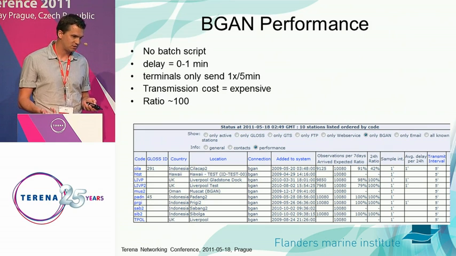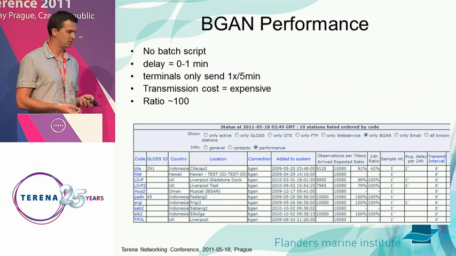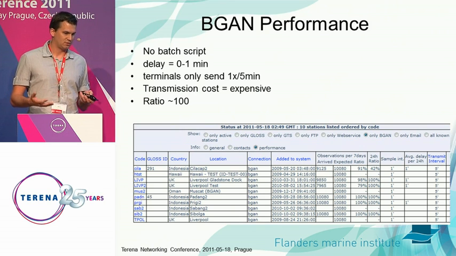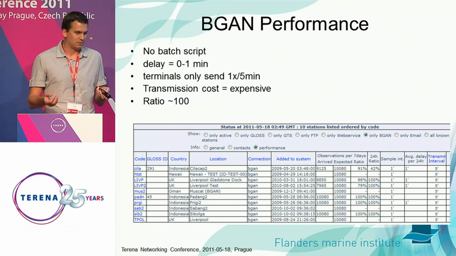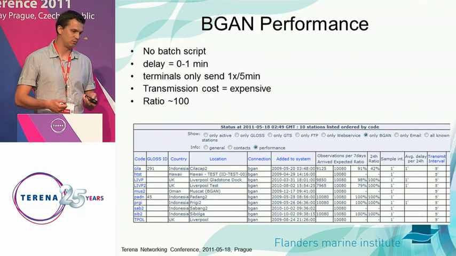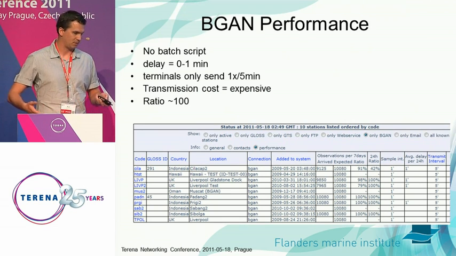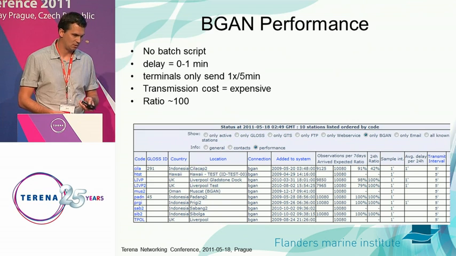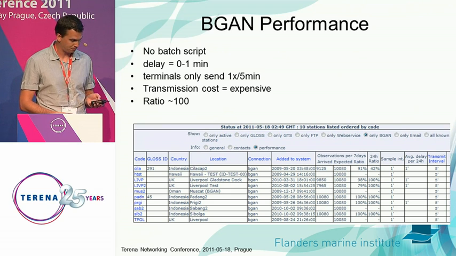A disadvantage is the terminal only sends one time per 5 minutes. If you could change this to one time per minute or something, it would be even better. But the problem is those transmissions, again, cost money. So people prefer to do only one transmission each 5 minutes. And we have to work on that one. So the ratio, again, is not too bad, 100% for most of them.